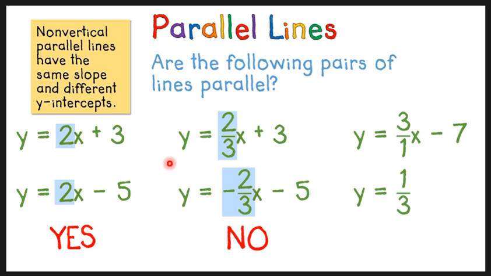So looking at one more pair, we have y equals 3 divided by 1, x minus 7, and y equals 1/3 x minus 7. So recall here that the first slope, that coefficient, 3 over 1 or 3 divided by 1 is the same as 3. So our slope here is 3. And the slope of our second equation is 1/3. So these are not equivalent values, and so our lines are not parallel.